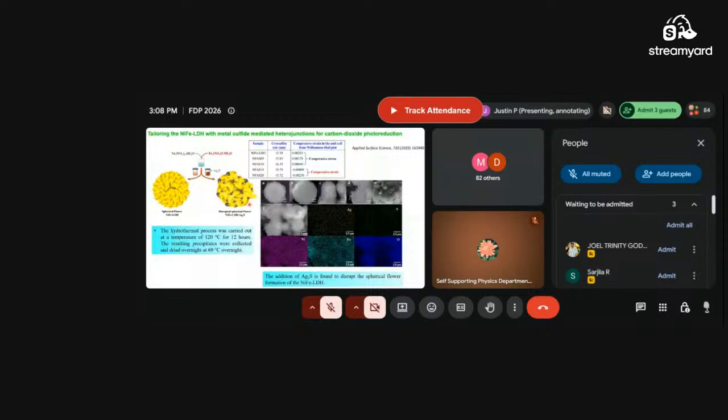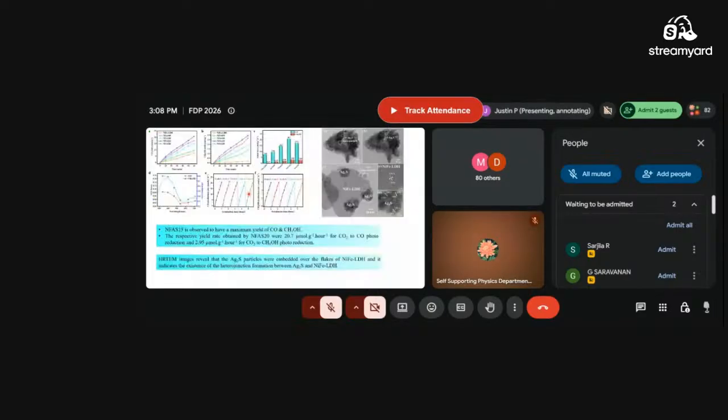Once we attach the silver sulfide, a compressive stress and compressive strain is generated. Because of this compressive stress and strain, the nickel iron LDH exhibits higher ionic conductivity and high electrical conductivity, so that the electron hole pair lifetime can also be increased significantly because of the strain generation. And as a result, the carbon dioxide is effectively converted into carbon monoxide and methanol.